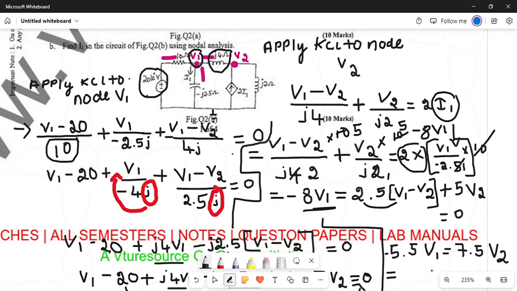Now if you try to solve this, what will you get? I have to multiply this by 2 again to get it in a simpler form, that is 11v1 plus 15v2. I'm multiplying by -2 to get this resultant, so I'll get 11v1 plus 15v2 which is equal to 0. Fine, yes. So now what you can do is shift this 7.5v2 here, and when you shift it, you get -5.5v1.